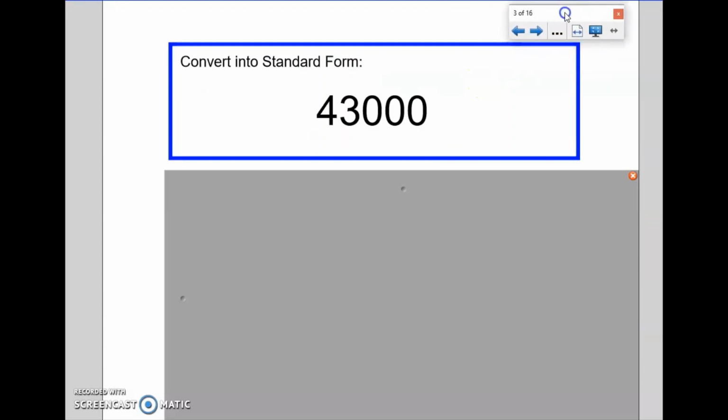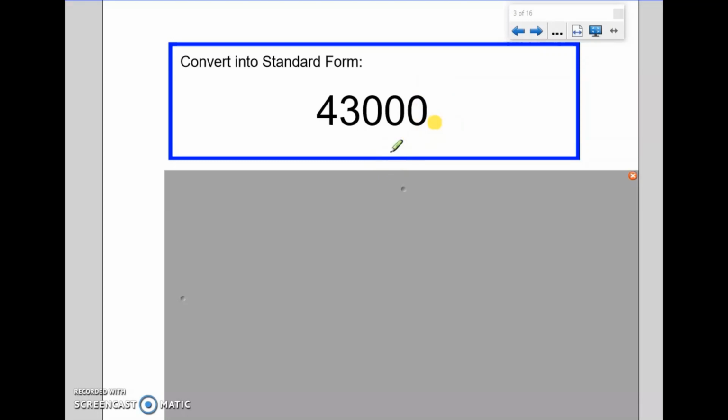So if I wanted to convert this number into standard form, 43,000. Remember, with standard form, we would usually be converting very large numbers in and out of standard form. But for the basis of this lesson, we're going to deal with some smaller numbers, but the method remains the same. I'm going to change 43,000 into standard form. So the first thing I'm going to do is highlight where the decimal place is. This is where the decimal place would be in this number.